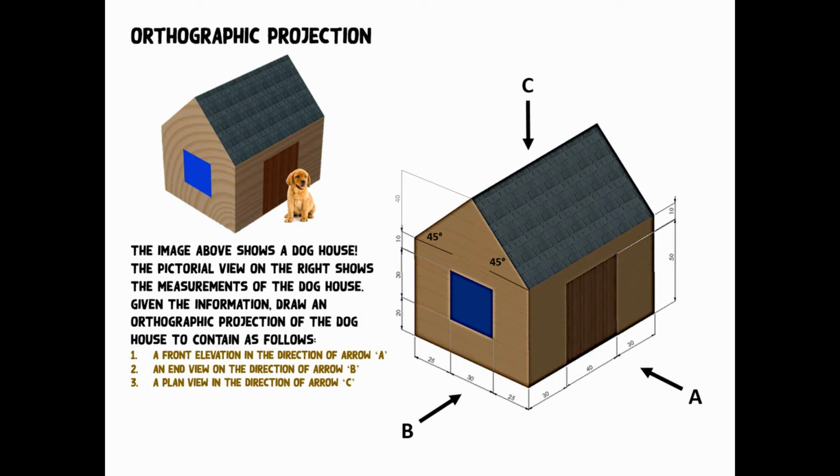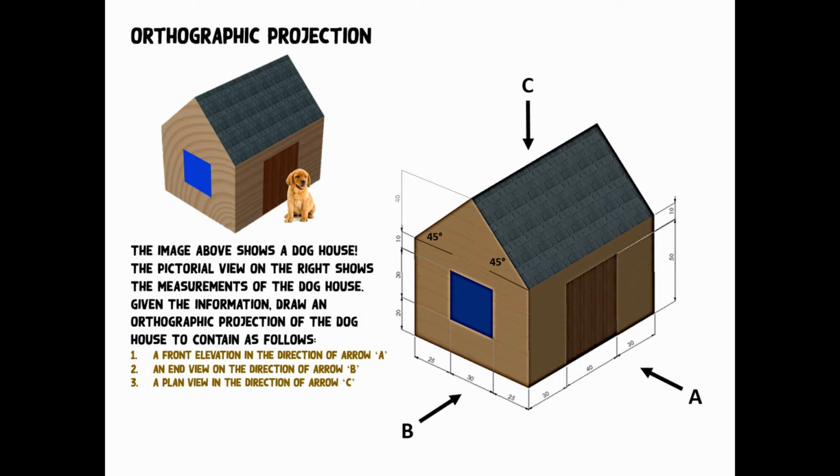So you can see the image above shows a doghouse. The pictorial view on the right shows the measurements of the doghouse. Given the information, draw an orthographic projection of the doghouse to contain as follows. 1. A front elevation in the direction of arrow A. 2. An end view in the direction of arrow B. And 3. A plan view in the direction of arrow C.